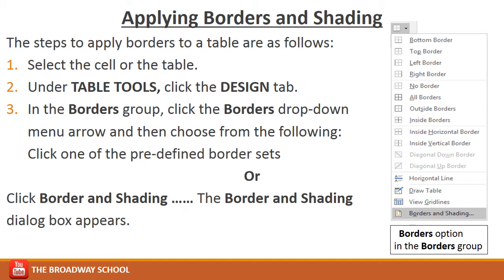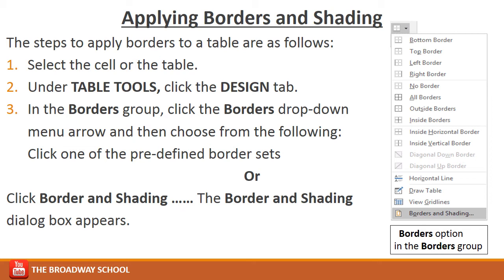Applying borders and shading. Actually, we can apply different borders and shading to our table. The steps to apply borders to a table are as follows. Select the cell or the table. You can apply borders and shading to a single cell also. So, select the cells or the table. Under Table Tools, click the Design tab. In the Borders group, click the Borders drop-down menu arrow and then choose from the following. Click one of the predefined border sets or click Border and Shading.